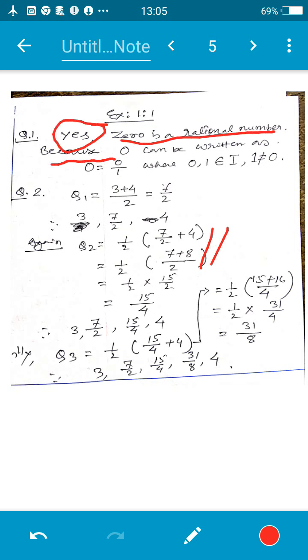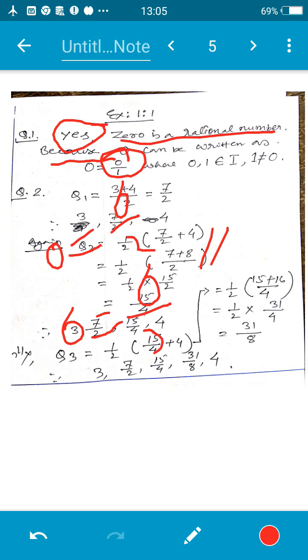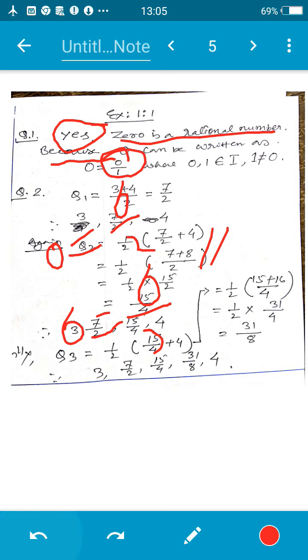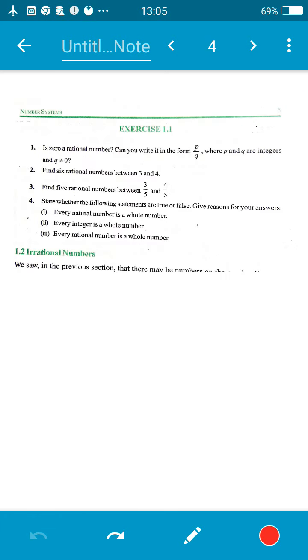0 can be written in the form 0 by 1, or 0 by 2, or 0 by 3. In all these three cases, 0 and 1, 0 and 2, 0 and 3 belong to integers, and 1, 2, 3 are not equal to 0. So 0 is a rational number. 0 can be written in the form p by q where p and q are integers and q is not equal to 0.